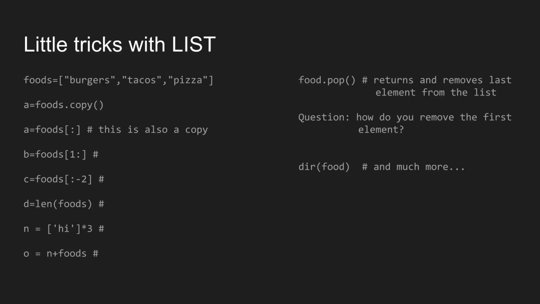But there's much more you can do. Obviously, there are foods, and then you can use help on the actual list, whatever method you want to use, to get a little bit more instructions within Python.